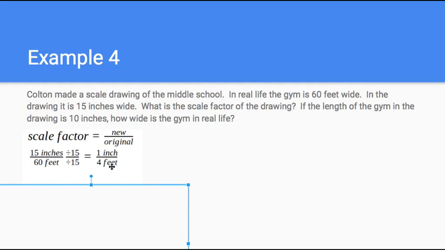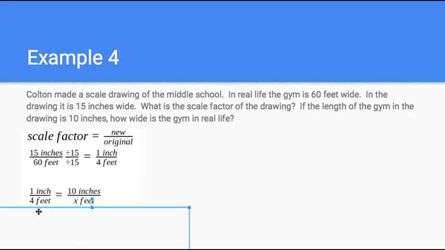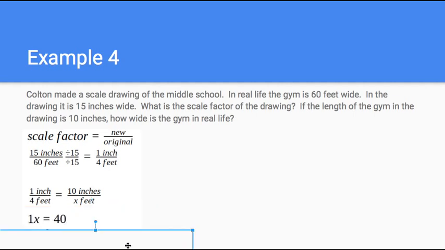Now I need to find how wide would the gym be. Now I'm going to use my scale factor. So if 1 inch over 4 feet is equal to 10 inches, notice inch, over x feet. Cross multiply, 1x is equal to 40. Well, I can stop there. 1 times x is the same as x. So the gym is 40 feet wide in real life.